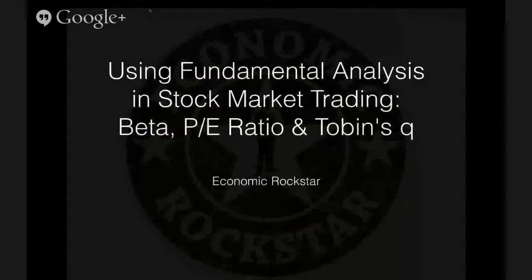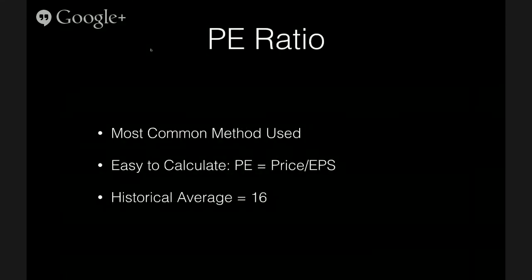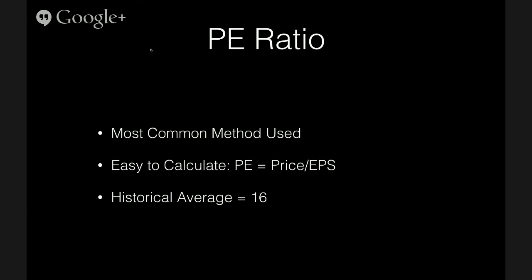Briefly, the price earnings ratio is the most common method used, and it's quite easily calculated given the price and the earnings per share. That is all we need. So the price of the current stock divided by the earnings per share of that stock. And again, we'll look at some of the numbers to see how that might actually be calculated.